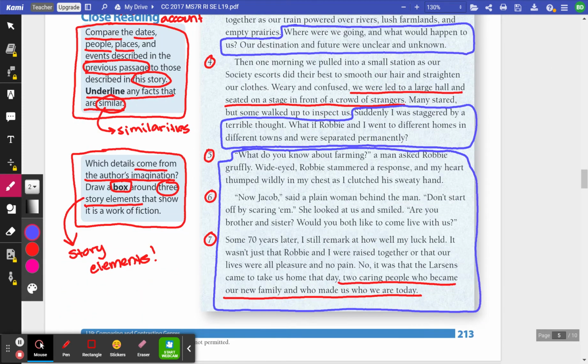So the next thing I boxed in was at the end of paragraph 4. It says, "Suddenly I was staggered by a terrible thought. What if Robbie and I went to different homes in different towns and were separated permanently?" So I know this is fictional, once again, because it's from the main character's point of view, and they're talking about their brother Robbie, who is also a fictional character.